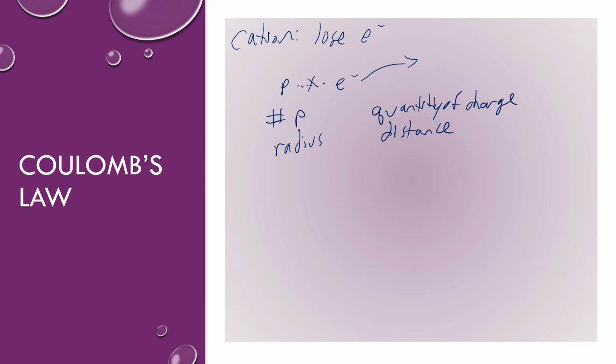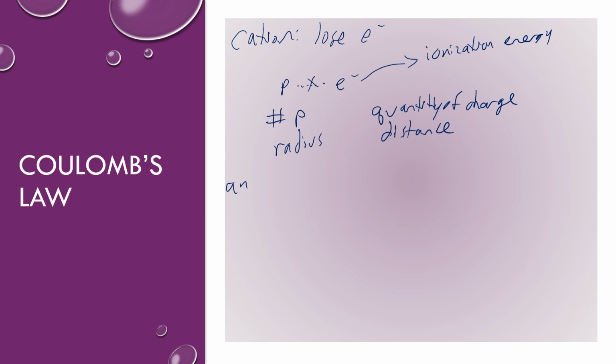So the more protons, the greater the charge, the more it is attracted. The protons are pulling on the electrons more, and so it will take more energy to remove it. And we call that energy the ionization energy. Distance works in the reverse. The further away it is, the easier it is for that electron to leave, the smaller the ionization energy.